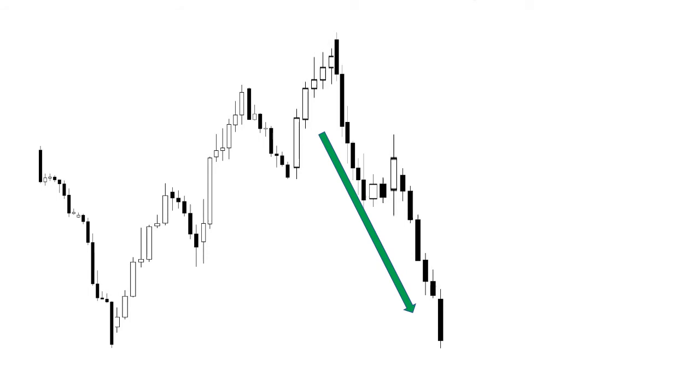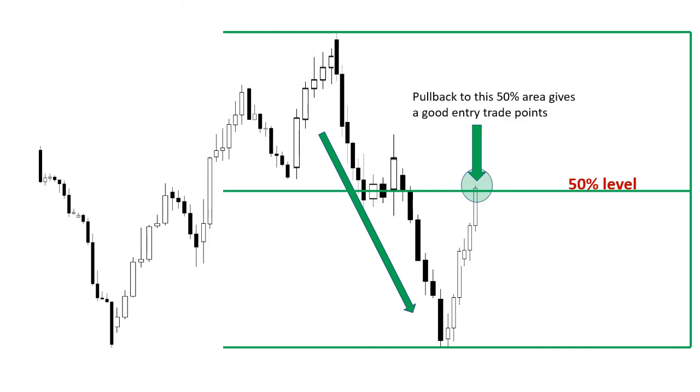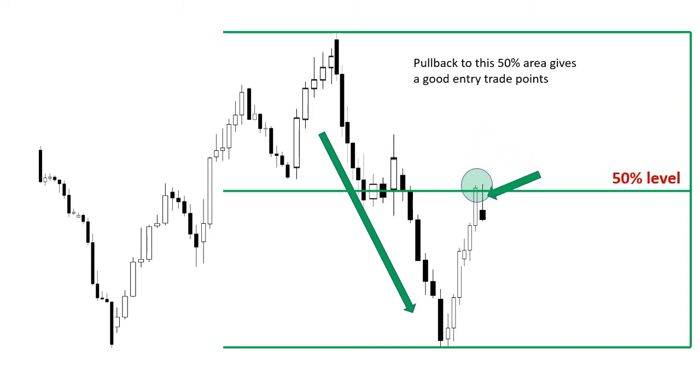Then insert Fibonacci and apply the 50% line and wait. If the price retraces to the 50% level, which is most likely, you can see it has retraced to the 50% Fibonacci level. Now wait for a reversal pattern, like a pin bar or other reversal candlestick patterns, at the 50% level. Here is the pin bar, rejecting the 50% level, for the continuation of the trend. Open a trade. Put your stop loss here. And wait. It is a profitable trade.